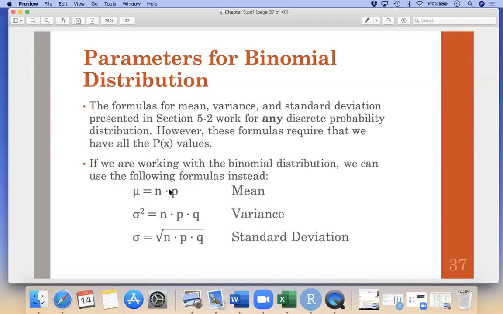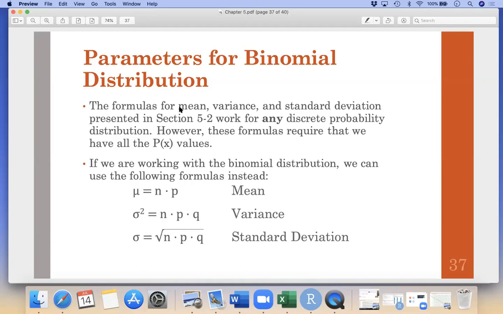So how to find population mean? Mu is n times p. So it's very simple. If you know n and p of binomial distribution example, then you can find the mean. Also, if you want to find variance, it is n times p times q. Then if you want to find standard deviation, take the square root of variance. Can you see here? Sigma is standard deviation. Take the square root of this formula, square root of npq. So very simple, 3 formulas: mean, variance, standard deviation.